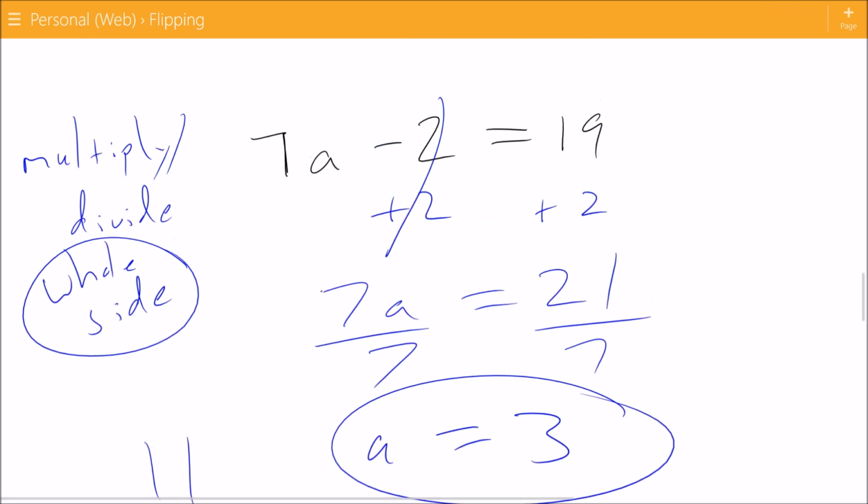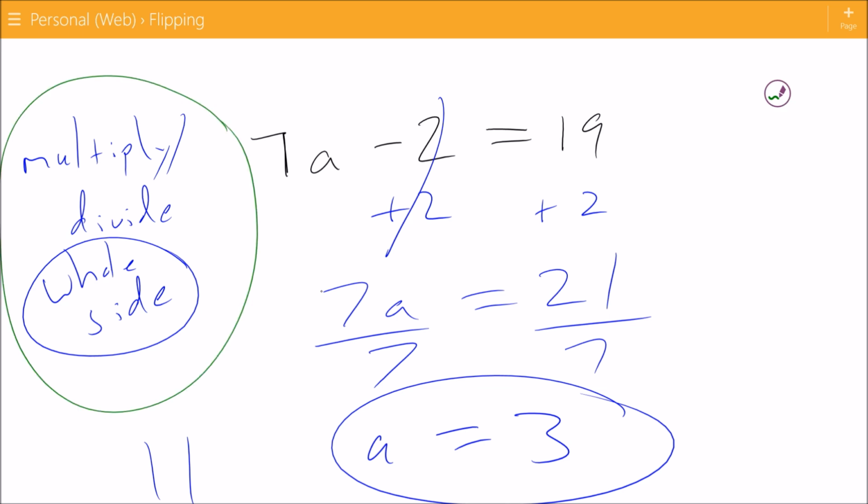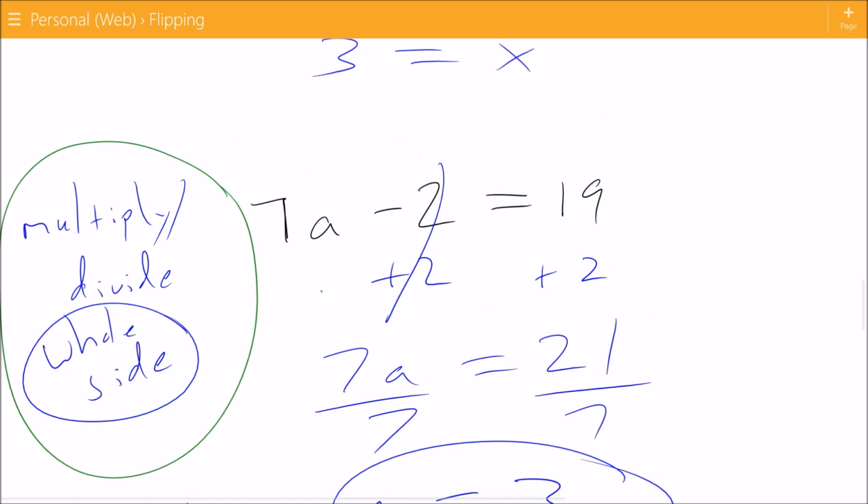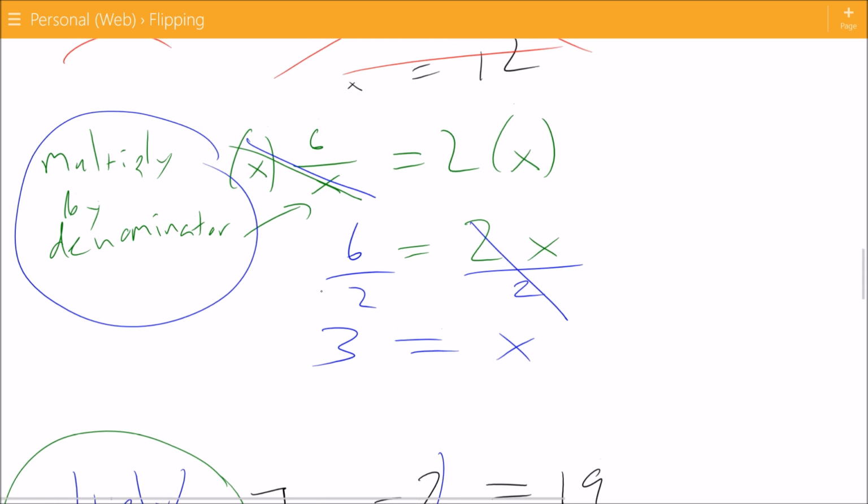Don't forget that when you multiply or divide, you're doing it times the whole side when you are working with equations. And don't forget to multiply by your denominator when you have a variable in the denominator. All the time, really, multiply by the denominator. But don't let that trick you if you see the variable down there. It's all right. All right?